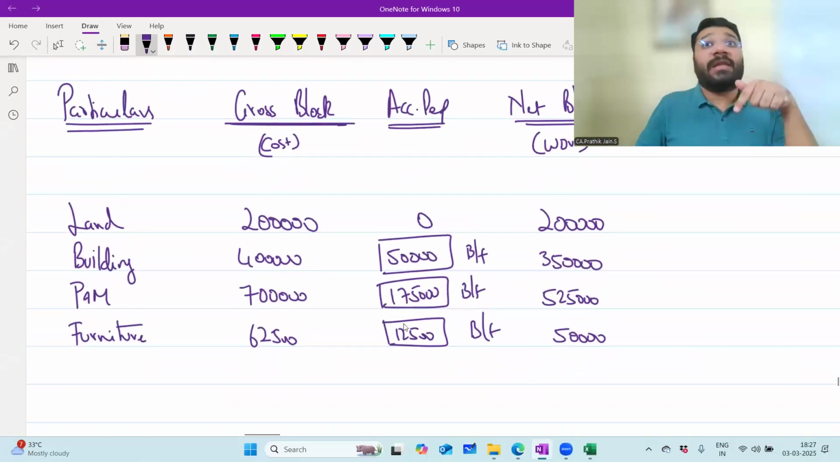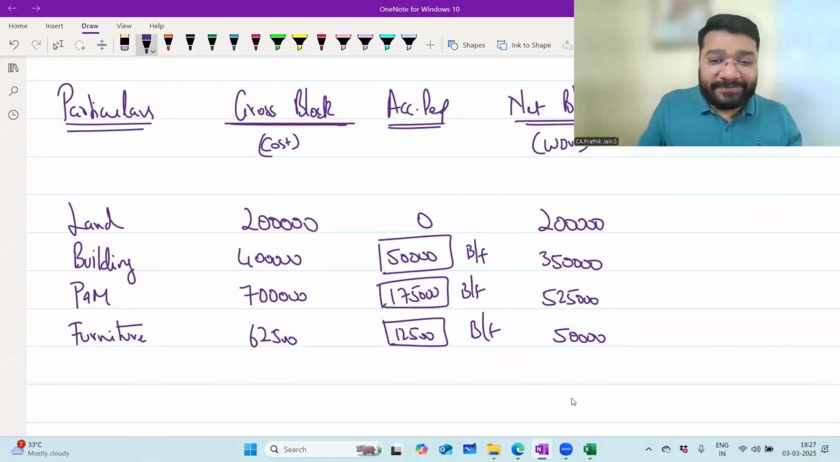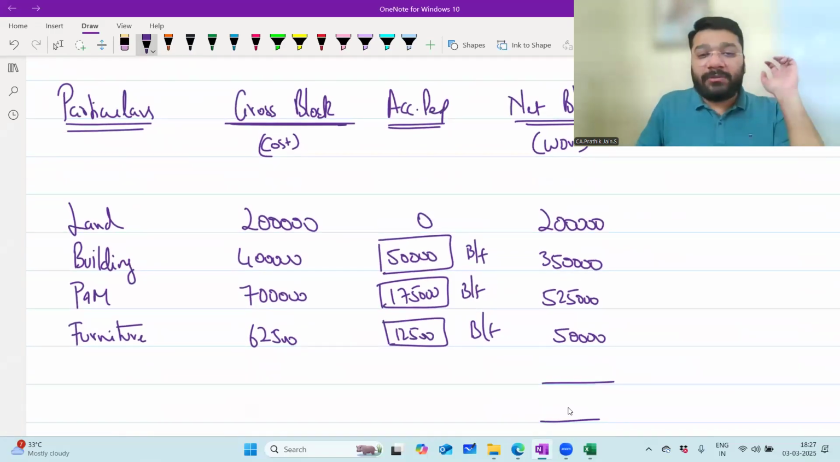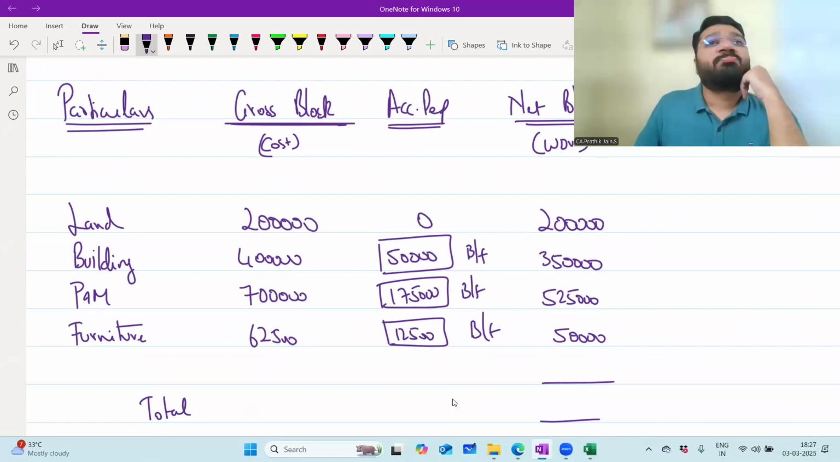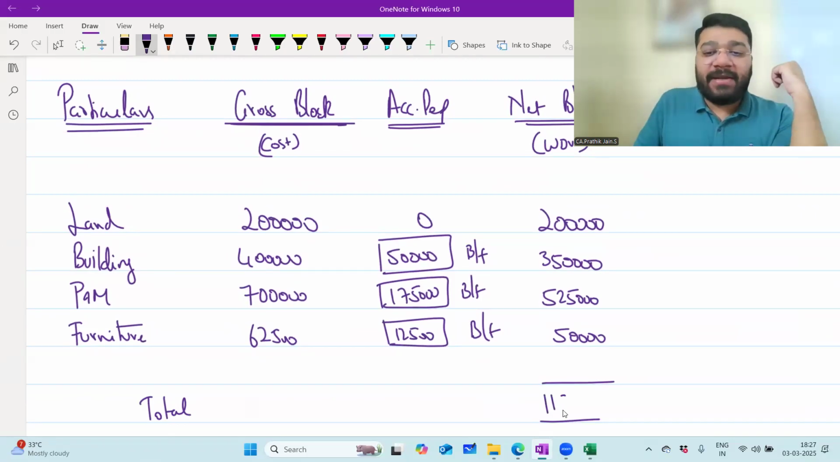Now, which of these totals will travel to the face of the balance sheet? Always net block. Tell me the total. 11 lakh 25,000.